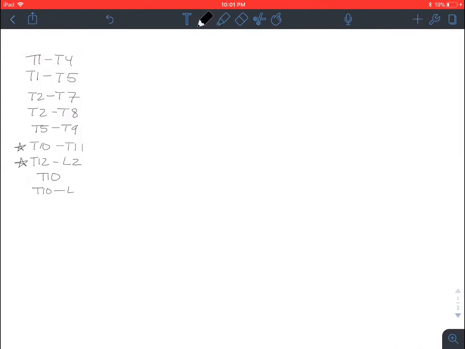to T11. T10 to L2. T11 to L2, T12, T12 to L1, T12 to L2. So hopefully you can see the pattern that went on there. So this one and this one, they both have the stars because they come up again right here and then right here.